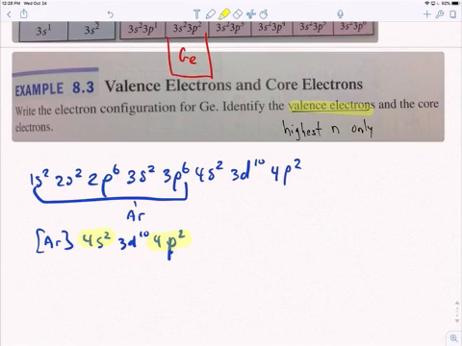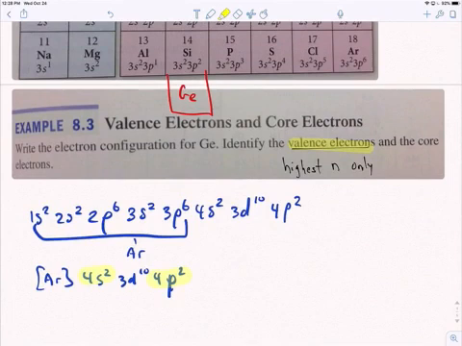The valence electrons are the highest n only. So what about the 3d10? That's considered core. So the 3s, that's still less than 4, so the d electrons are going to be considered core. So how many questions? Does it make sense?